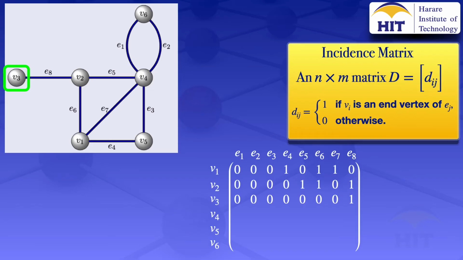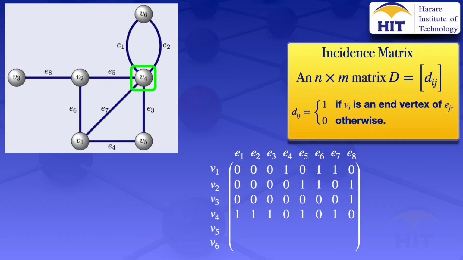We now move on to vertex number 4, which will give us our row 4. Looking at the graph there, vertex 4 is an end vertex of the edges E1, E2, E3, E5, and E7. So in our matrix, where we have E1, E2, E3, E5, and E7, we put 1s there. And the definition says 0 otherwise, so all the other elements, we put 0s.